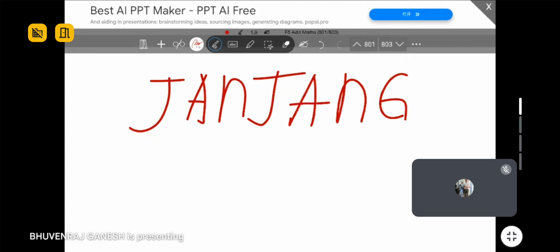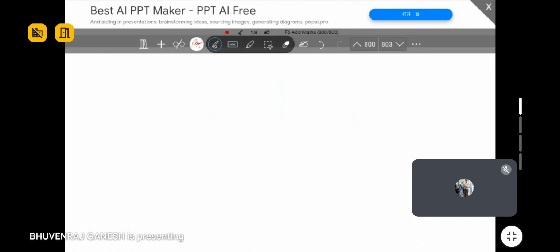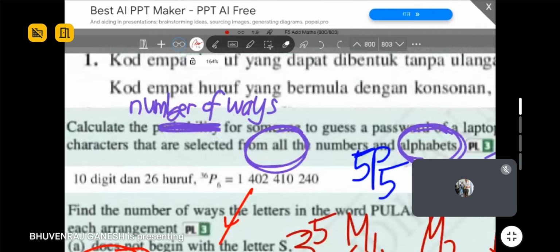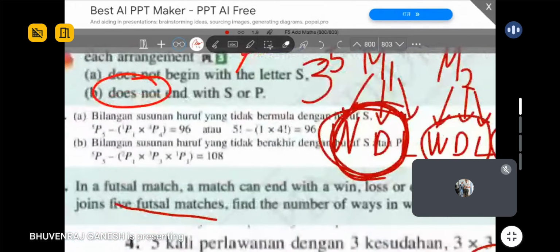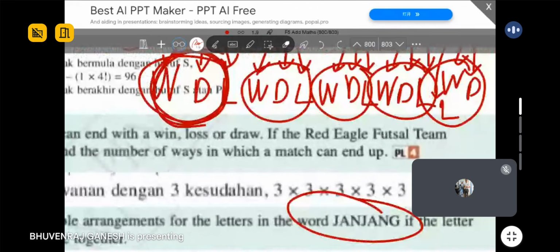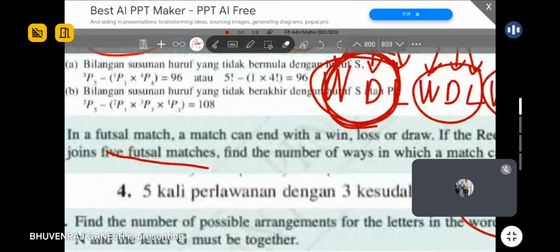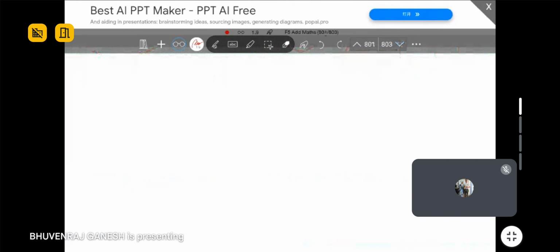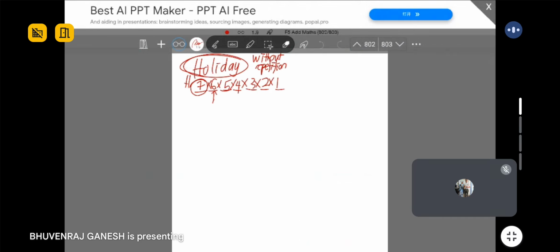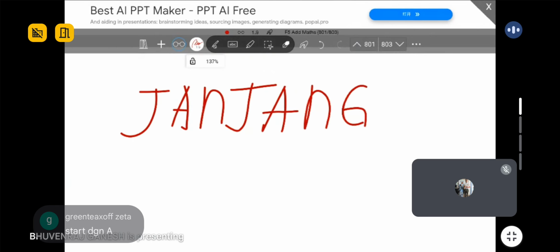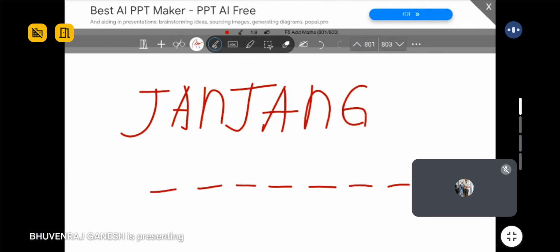Okay, so how, guys? How am I going to arrange this word? Can anyone tell me what is the concept? They ask you, I think, total lah. Kamu kena susun semua huruf. You must arrange all the letters given. So how can I do this? Anyone want to try? Okay, so janjang. Means that you got total 1, 2, 3, 4, 5, 6, 7. Jangan mula dengan A.